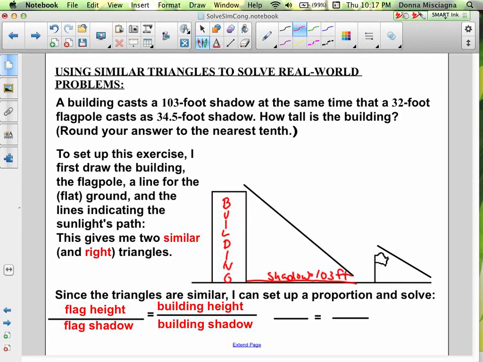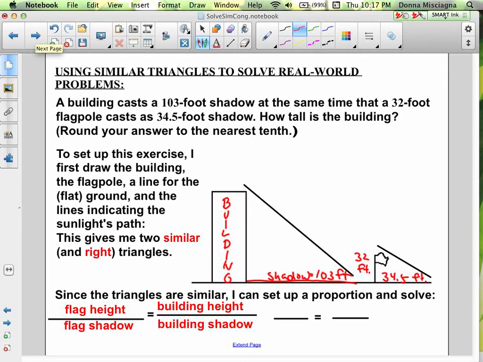There we go. At the same time, a 32-foot flagpole, so that's the height of my flag here, that's 32 feet, casts a 34.5-foot shadow. Round your answer to the nearest tenth. So how tall is the building? Round your answer to the nearest tenth.